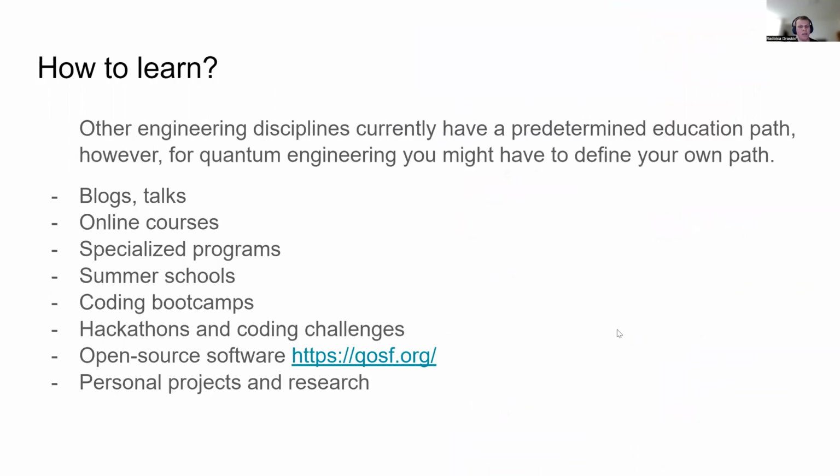Now the next question is how to learn about quantum computing, how to get involved, since other engineering disciplines currently have a sort of predetermined education path, but for quantum engineering you might have to define your own path. It's not so simple, but for example, if you want to do software engineering, you usually enroll into a computer science program, and their courses haven't changed much in the last 20 years or so, and it's pretty clear what you need to study.